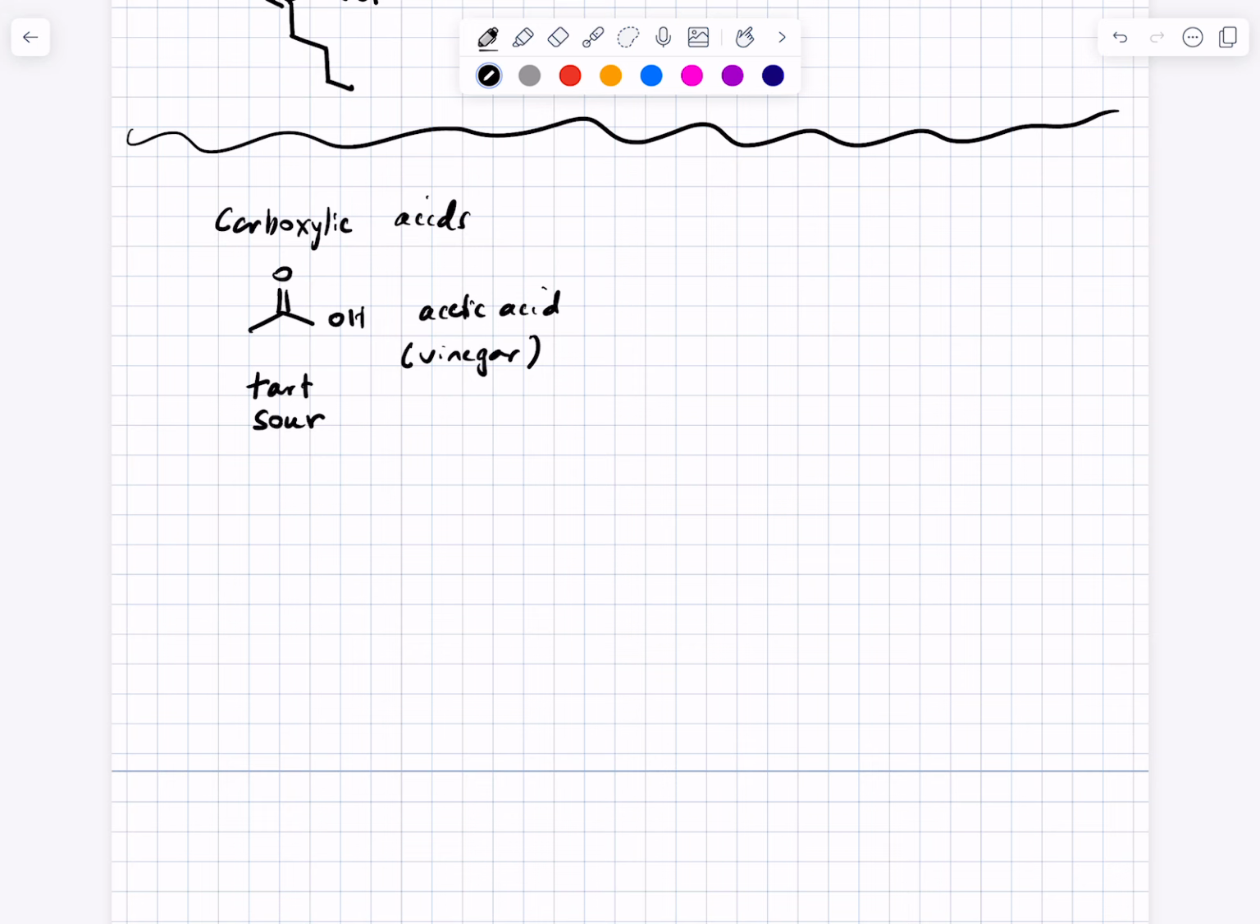So why is lemon juice sour? Because it's got a lot of citric acid in it. Or those Sour Patch Kids or lemon heads, again, citric acid. Acids taste sour.